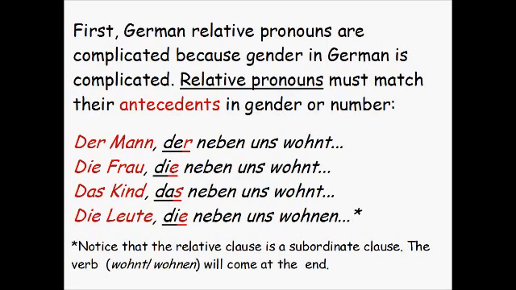First, German relative pronouns are complicated because gender in German is complicated. Relative pronouns must match their antecedents in gender or number. Der Mann, der. Die Frau, die. Das Kind, das. Die Leute, die. You might notice that the relative clause is a subordinate clause. The verb, wohnt, or wohnen in this case, will come at the end of the sentence.